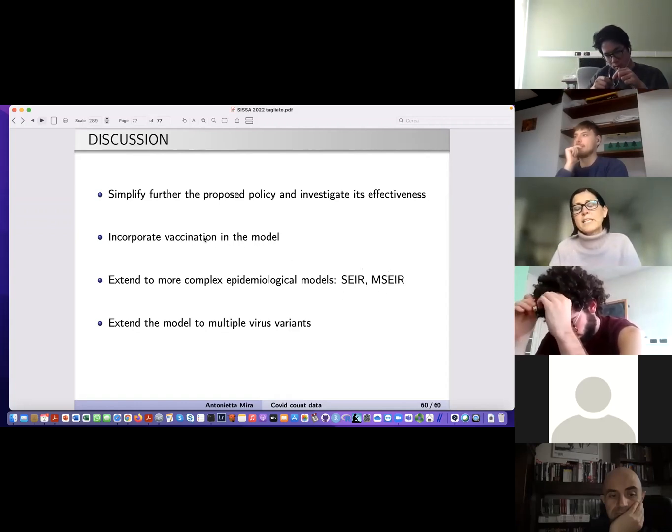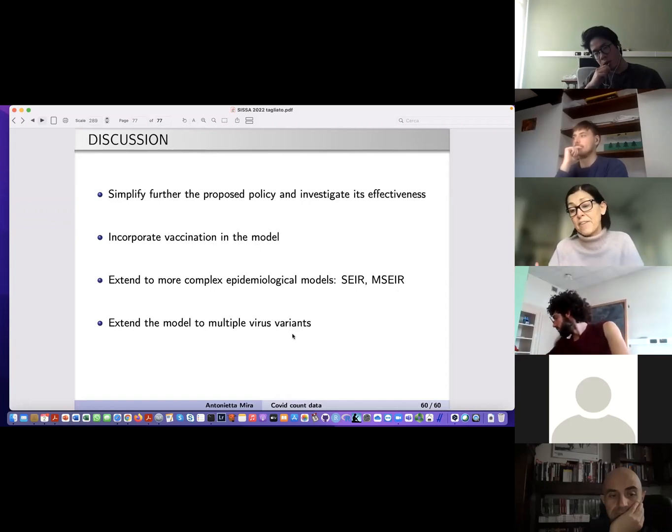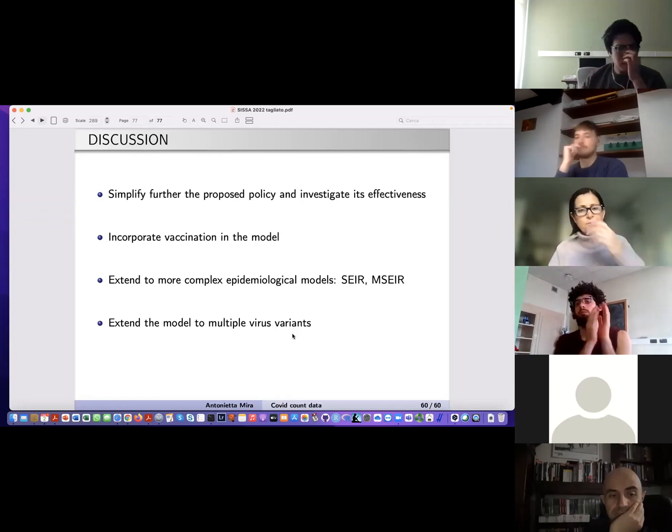Besides including vaccination, we can include more compartments. And ideally, we would like to also consider the multiple virus variants that have appeared and hopefully will stop with Omicron. Thanks for your attention. I'm happy to take additional questions if you have any.